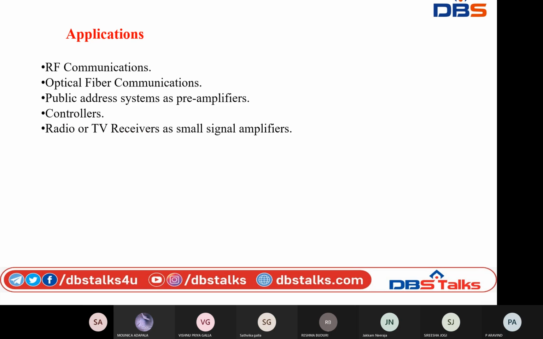Coming to the applications of the RC coupled amplifier: radio frequency communications, and also optical fiber communications, public address systems as pre-amplifiers and controllers, and radio and TV receivers as small signal amplifiers. So these resistor capacitor coupled amplifiers are used in these applications.